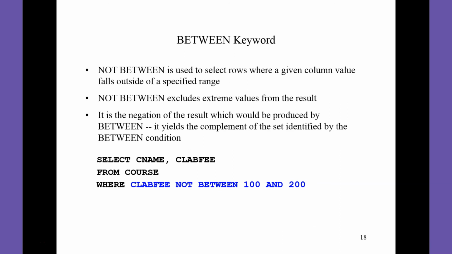Not can also be used with an expression that involves between. In this case, it's used to select rows where a given column value falls outside of a specified range. By saying not between, we achieve the negation of the result that would be produced by using between. Examine the following query. Consider what the result set would contain if you were to run this query. You might want to pause the video for a moment and think about it before moving ahead.